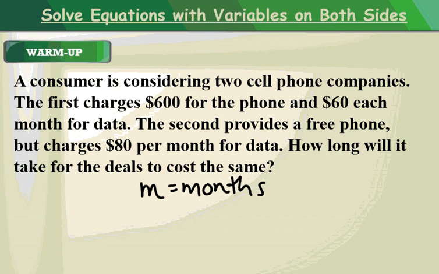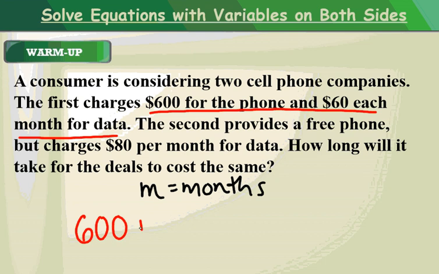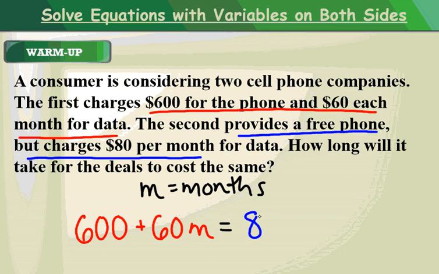Okay, here we go. Here's the first one. It says the first company charges $600 for the phone and $60 each month for data. That $600 for the phone is a one-time fee. So it's 600 plus then $60 each month. We want to know when is that going to equal the second plan. The second plan provides a free phone, so $0, but then charges $80 per month. So 0 plus 80m. There's our two equations.